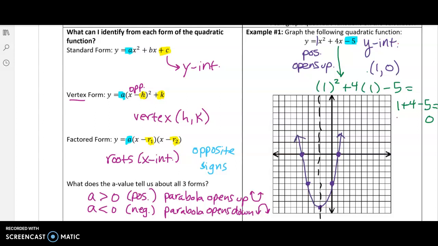On the next example, I'm going to show you how to use the Inspire calculator instead, so you can use both. There are pros and cons to both. So let's go ahead and look at the next example.